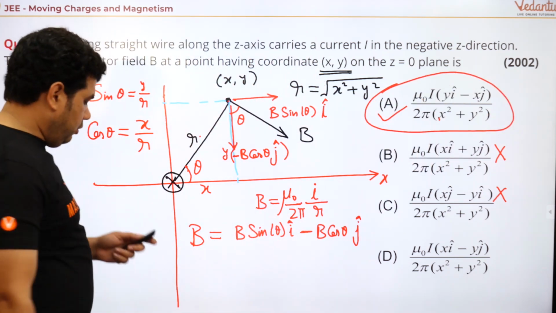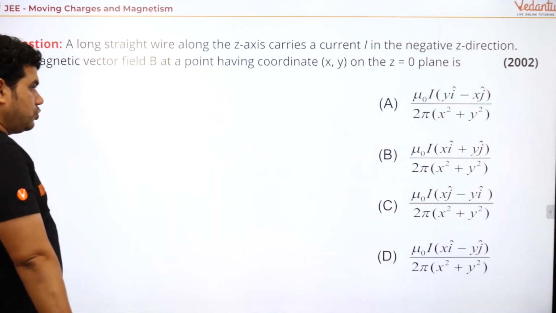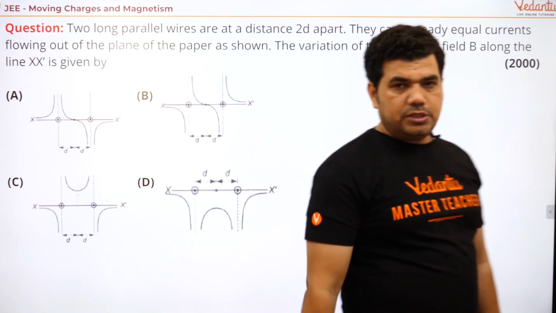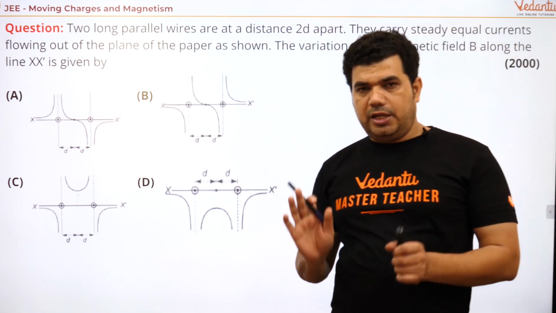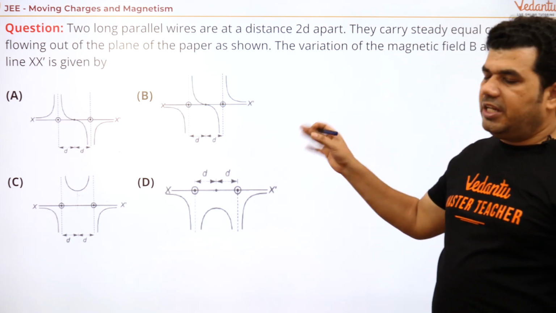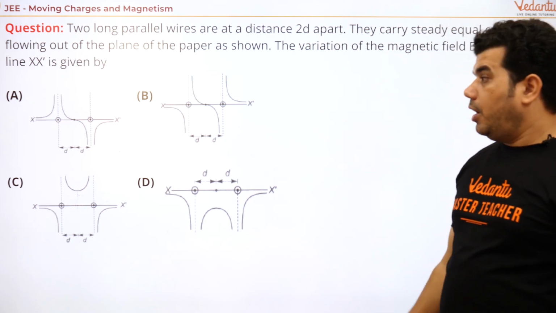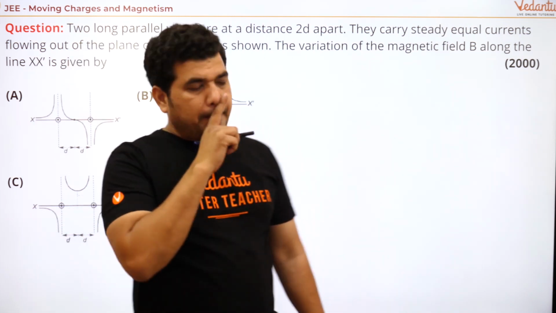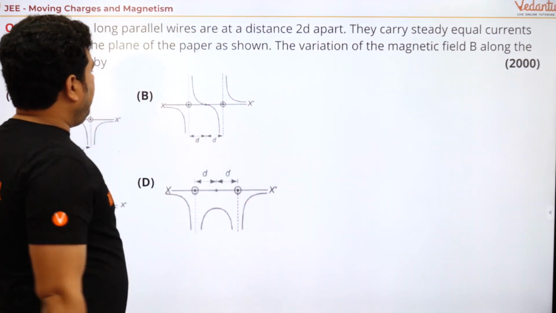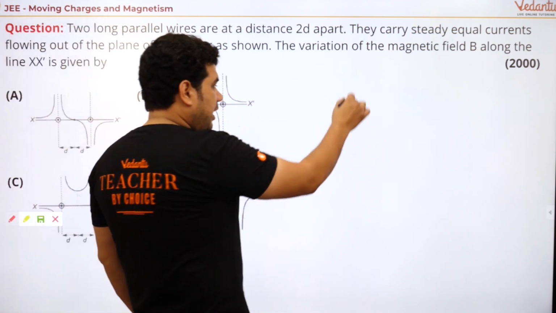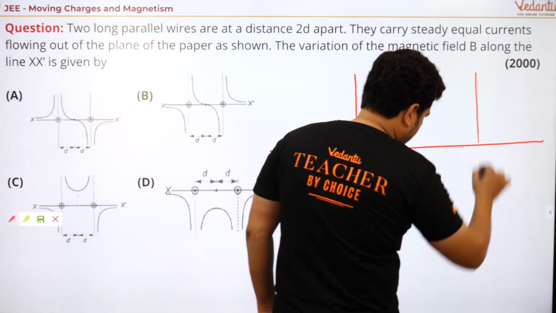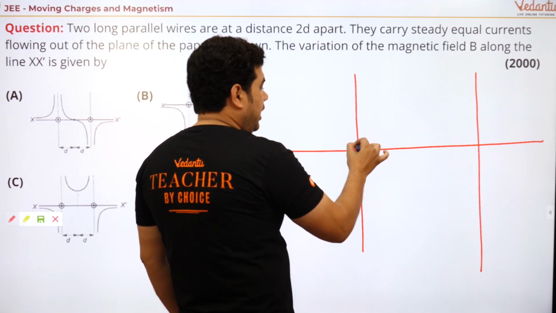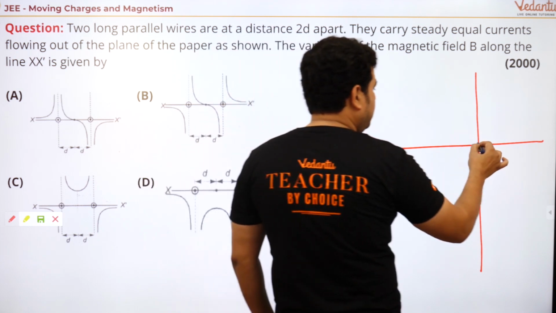Got it? Very good question. Nice. So again move forward. Another very easy question. Just we have to tackle it by direction of magnetic field. So direction of magnetic field is, see here, two long parallel wires, suppose in z direction, and direction is outward.